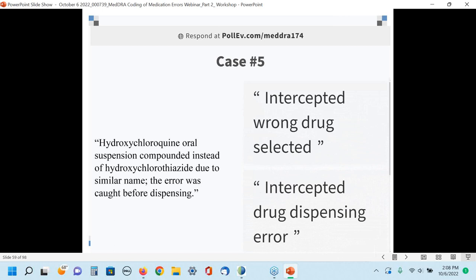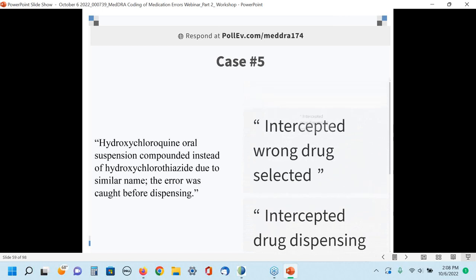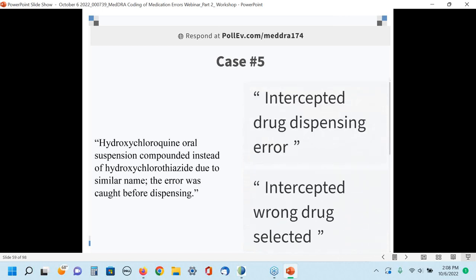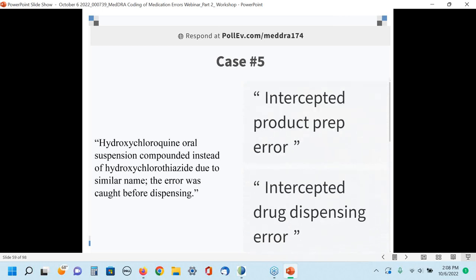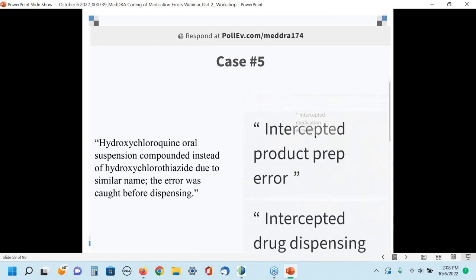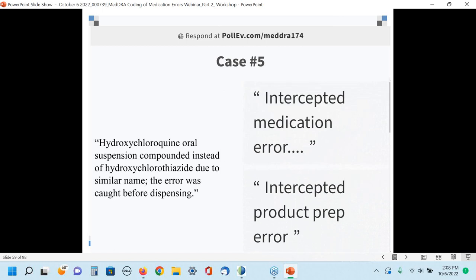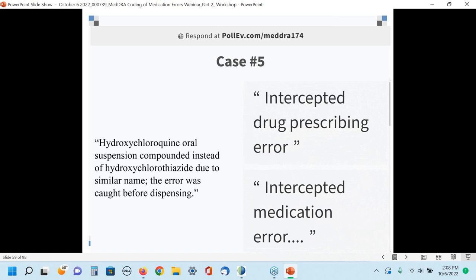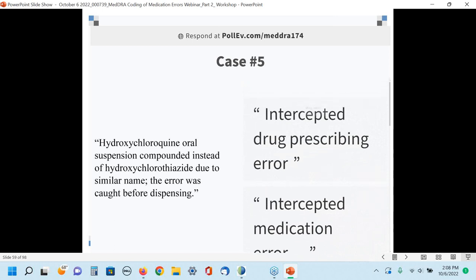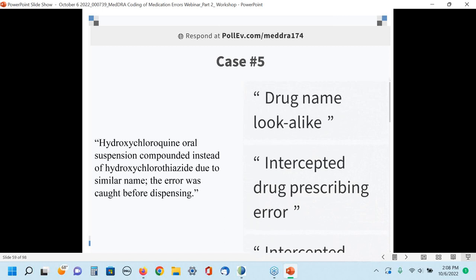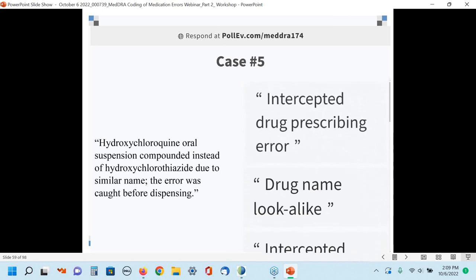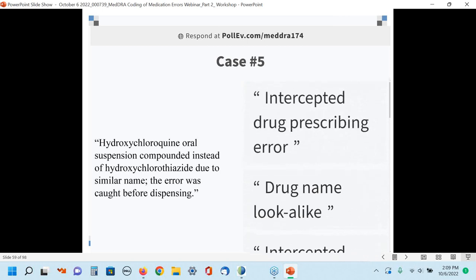Someone is saying, many of you are saying intercepted drug dispensing error. We're going to have to talk through this one because, again, you need to remember that MedDRA defines an intercepted error not by when it was found, but when it occurred. And this one was actually in the preparation of the medication. It was discovered at dispensing time, but that's not what MedDRA uses to determine what type of intercepted error it was.